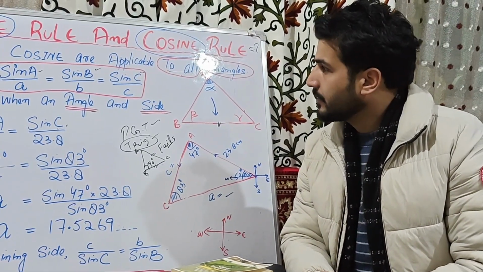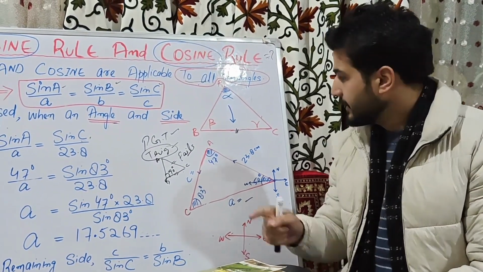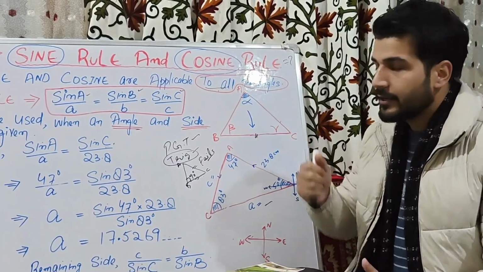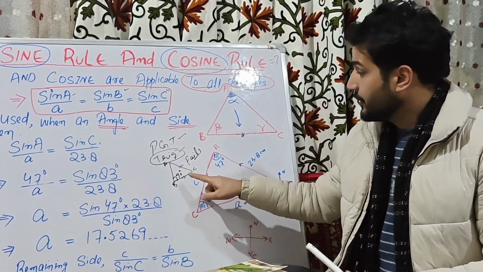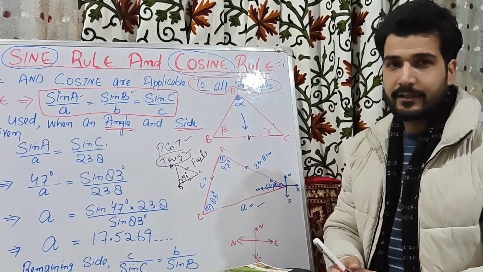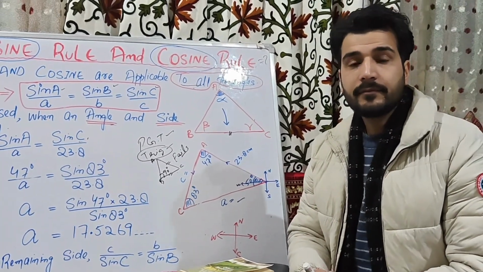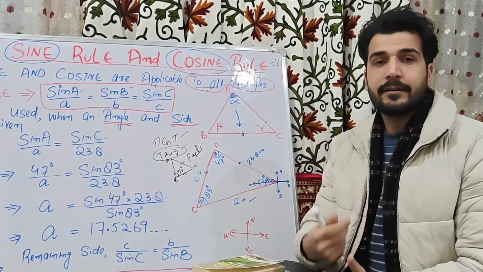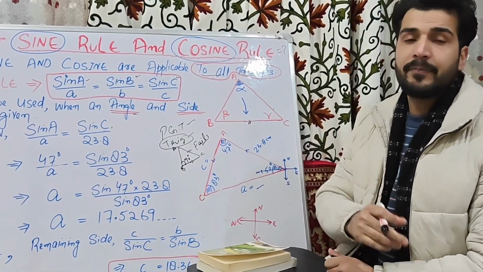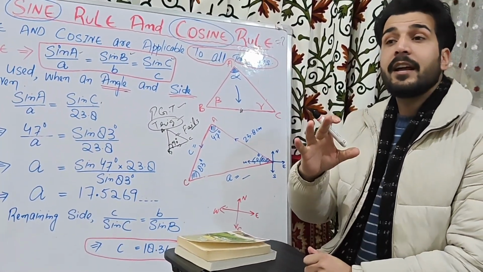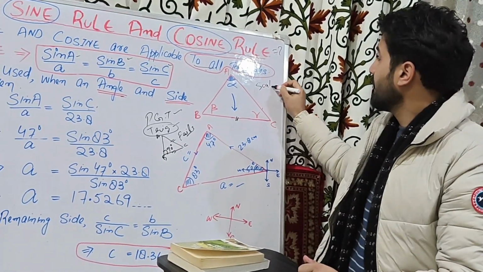So now, today I will discuss with you the sine rule and cosine rule. We are mostly acquainted with triangles which are right angle triangles, right? But what if the triangle is not a right angle triangle, whenever the triangle is scalene?